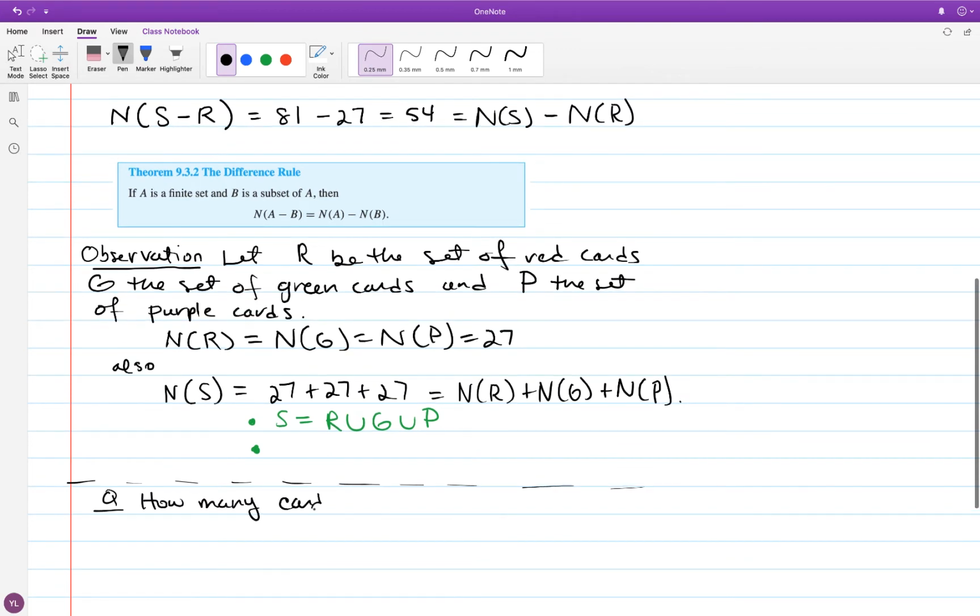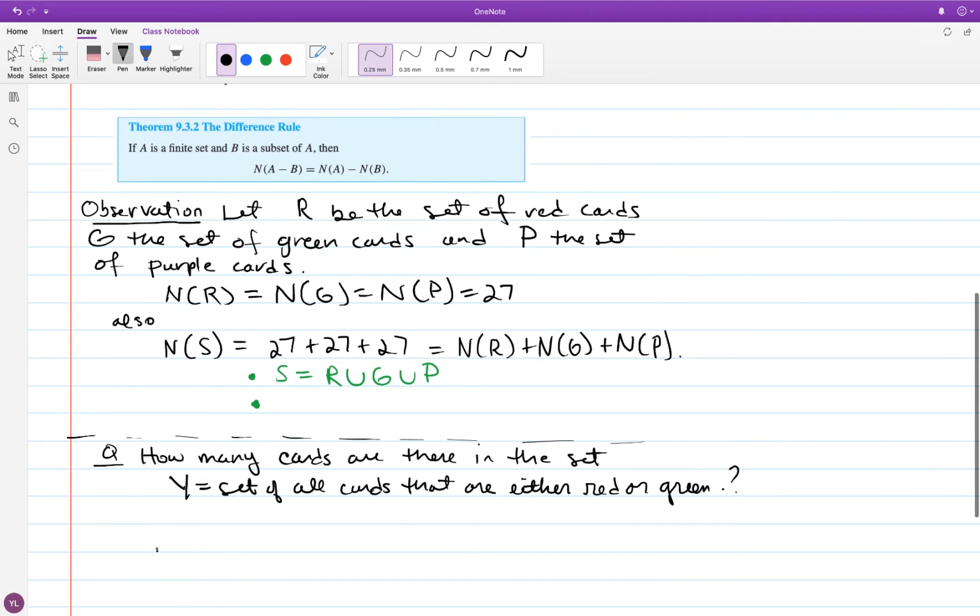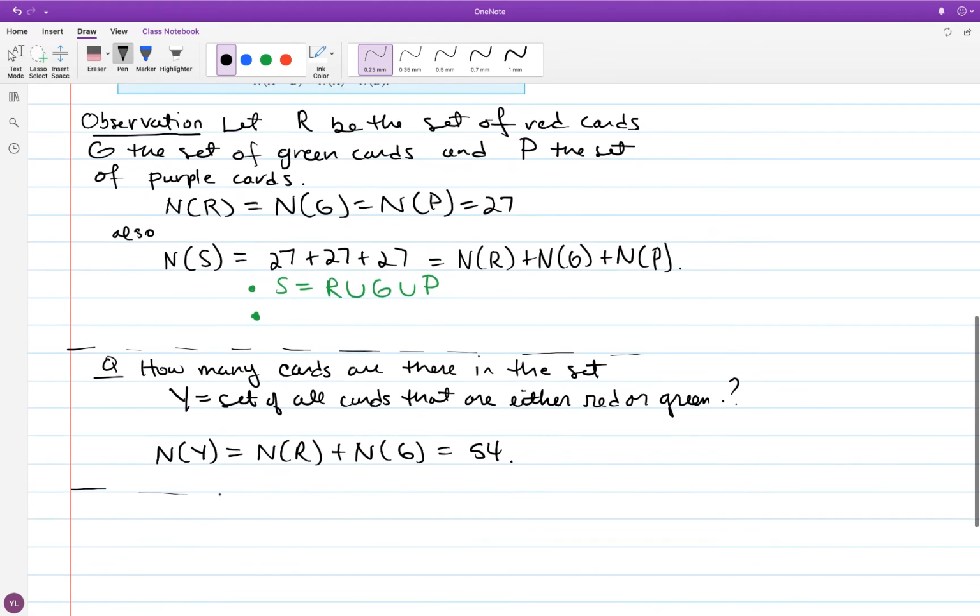Okay, so for example, how many cards are there in the deck that are in the set Y, which is defined to be the set of all cards that are either red or green? And the or here I'm using is a mathematical or, so I'm talking about either red or green or both, but of course there is no such thing as a red and green card. Anyway, so the number of red or green cards would just be n of R plus n of G, which would be 54, right? And notice that Y is the union of the sets R and G.